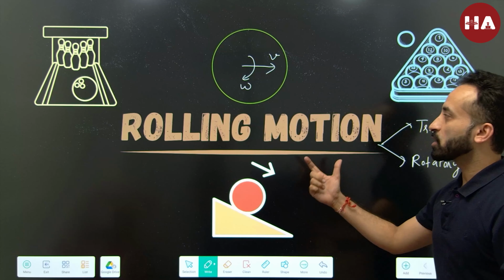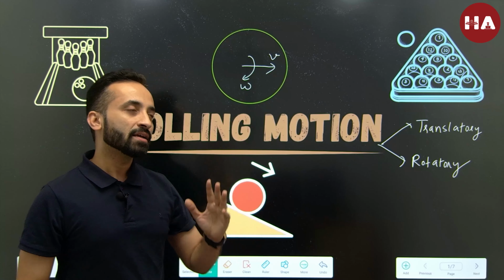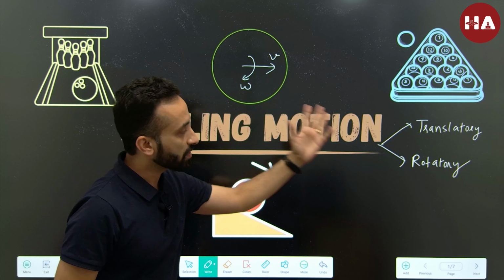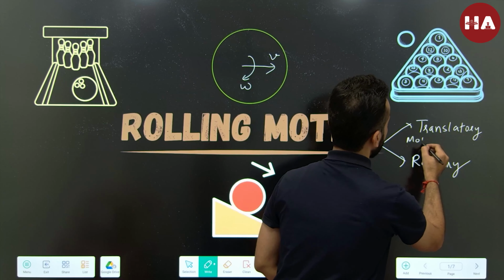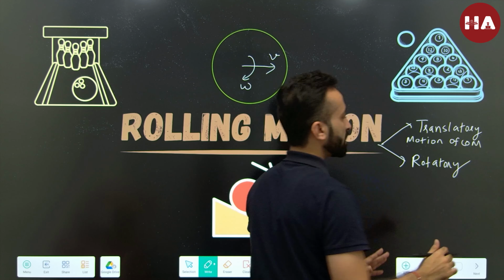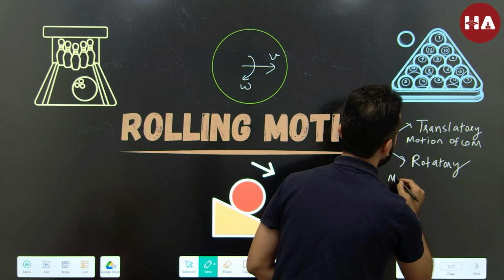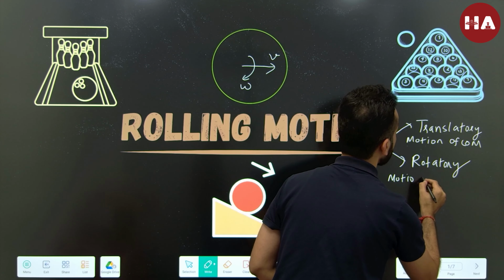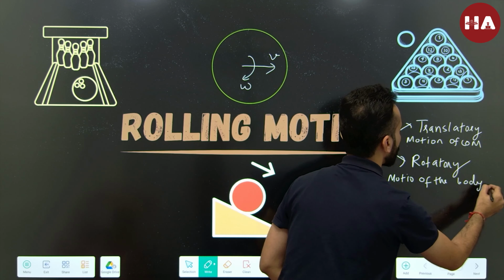Alright, so put down the heading rolling motion, draw this simple diagram to understand what rolling is. It is a translatory motion. You can elaborate: translatory motion of center of mass, alright, that is the first thing, and rotatory motion of the body about center of mass, alright.